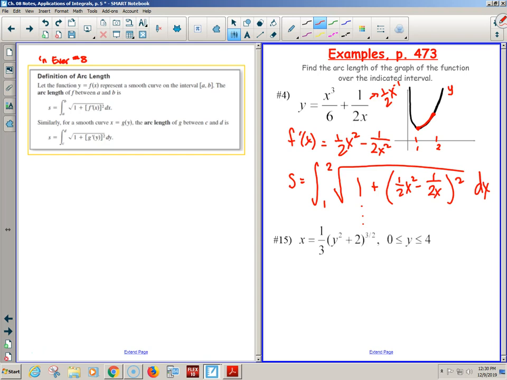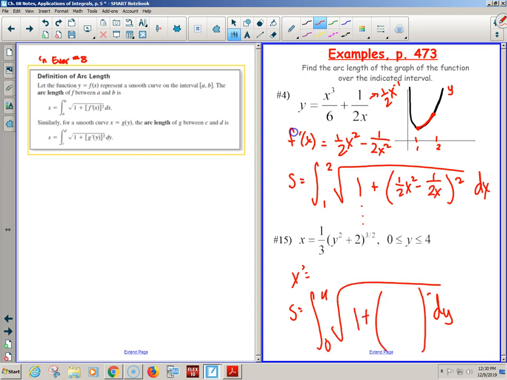Number 15, how will we set it up? You guys see I just took the derivative, plugged in, and squared, like a Pythagorean. So I would just need to do x prime this time, right? Because what integral am I going to do this time? dy, because I have y. Okay, 0 to 4, square root of 1 plus. What's messy in these ones is solving the integrals by hand, and taking a derivative, but you guys wouldn't mess that up.